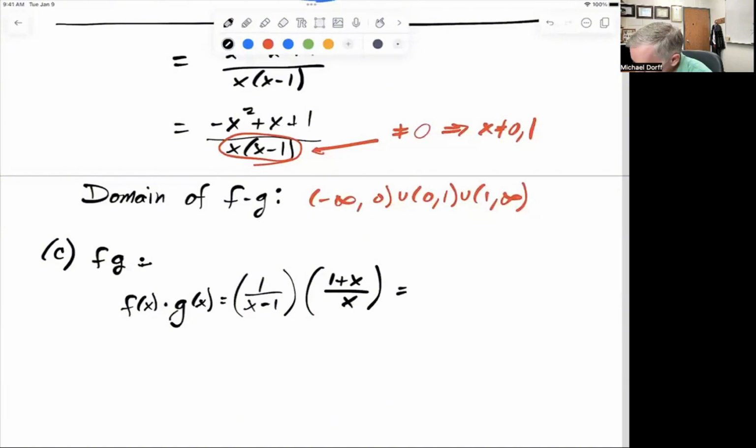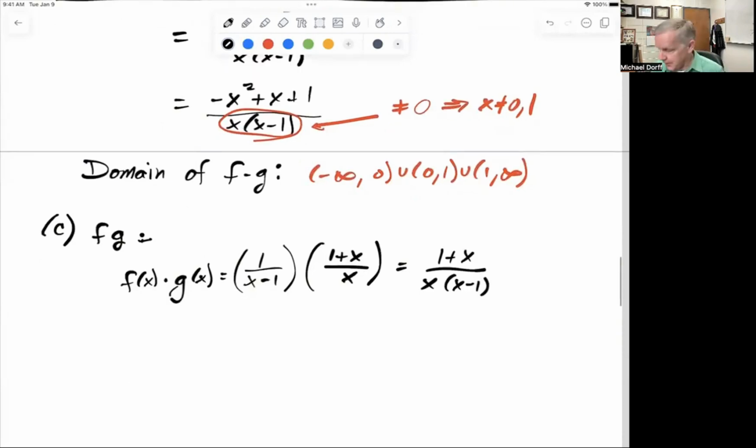So when I multiply the tops together, I get 1 times 1 plus x, and that gives me 1 plus x. On the denominator, when I multiply those together, I get x times x minus 1. It doesn't matter if the x comes first in the denominator or the x minus 1. I just put it that way. There's your answer. And what's the domain?